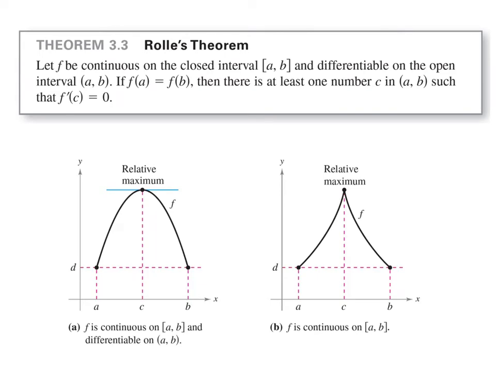Rolle's theorem takes that same idea but tells us that there's got to be some maximum or minimum value between those two interval points from a to b, and not just at the endpoints. And so we can prove that there's at least one number c between a and b where f prime of c is going to give you 0. So that could be a maximum or a minimum point.